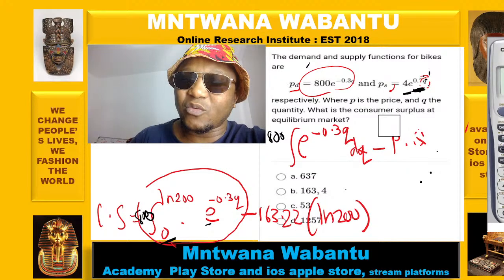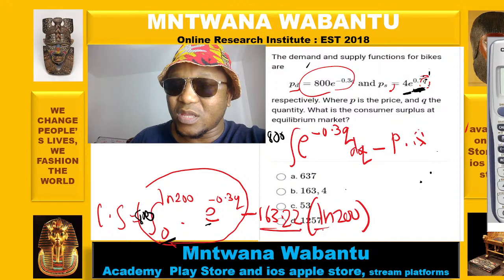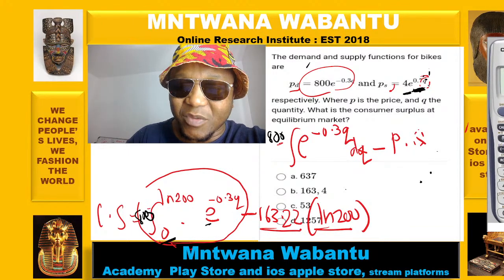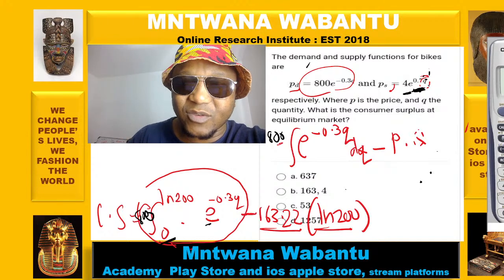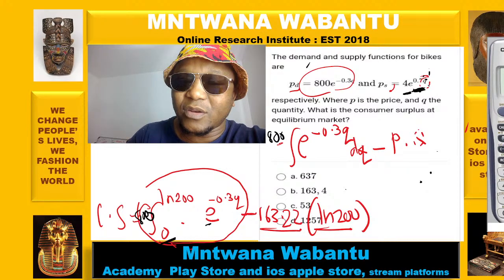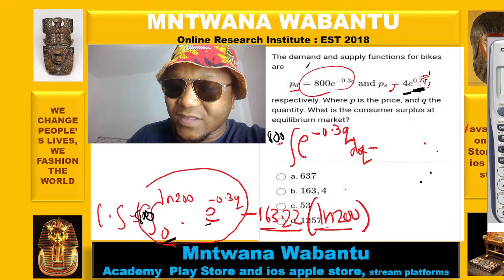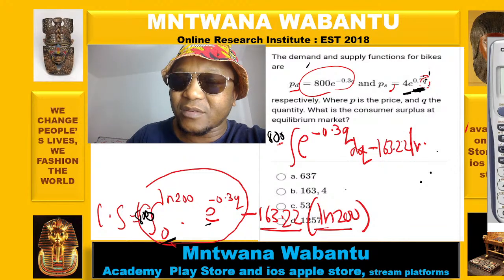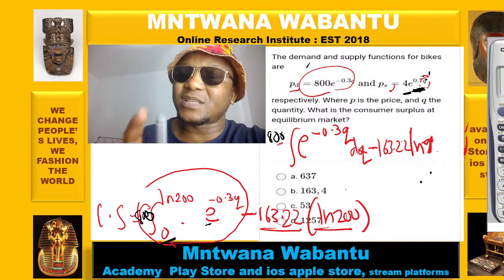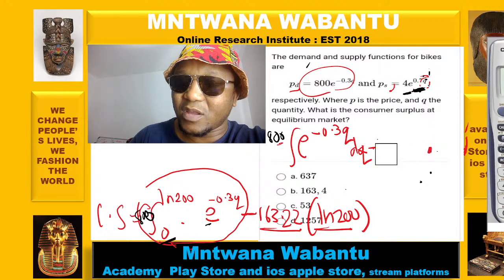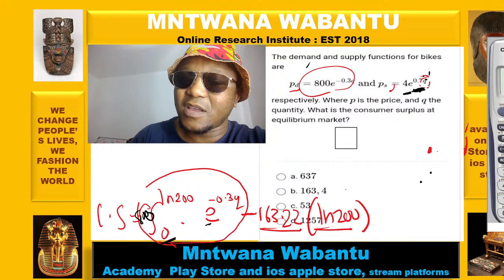But we know our P and we know our Q. Our P equals this one, and that's a Q. Behind there is 800 because this 800 went behind. So let me write my value here: minus P, where P equals 163.22 times ln of 200. Oh, it doesn't want to write here. Okay, let me just erase this and write again.